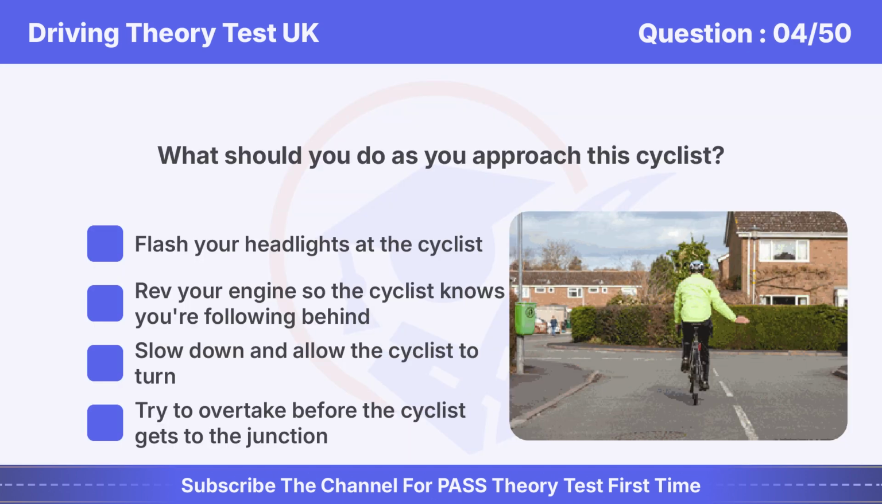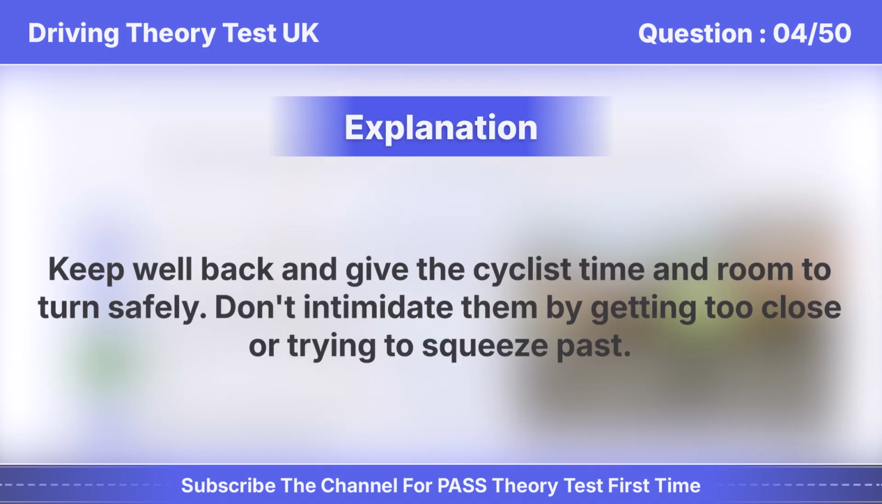Question 4. What should you do as you approach this cyclist? Answer is C. Slow down and allow the cyclist to turn. Keep well back and give the cyclist time and room to turn safely. Don't intimidate them by getting too close or trying to squeeze past.